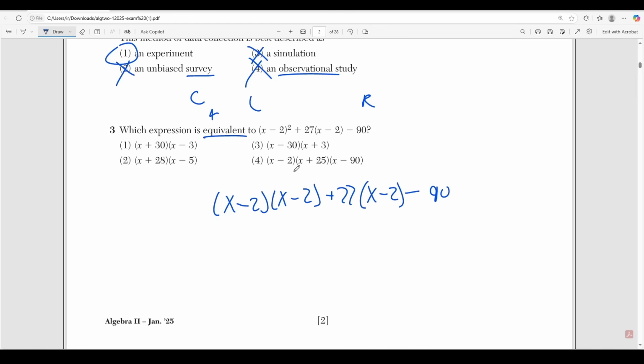Now, how do you get rid of a parentheses? Well, you have to distribute. So we'll distribute this x on the inside. x times x is x squared. x times negative 2 is negative 2x. Negative 2 times x is negative 2x, and negative 2 times negative 2 is positive 4, okay?